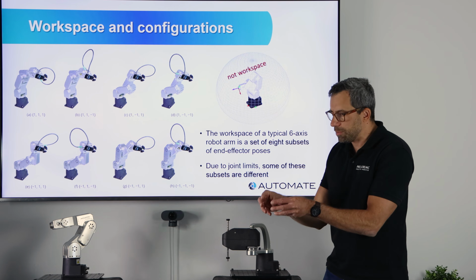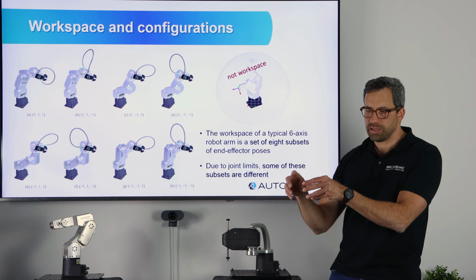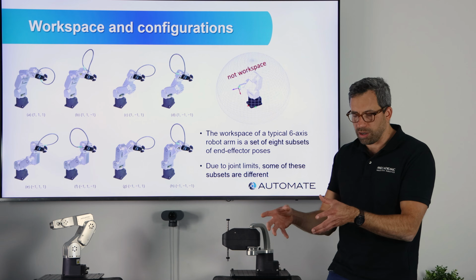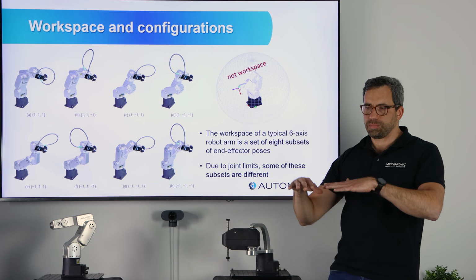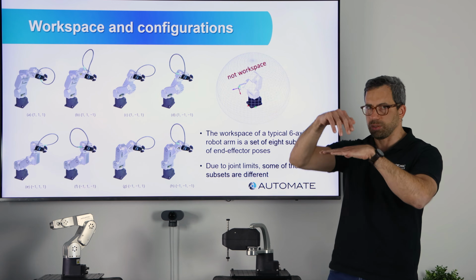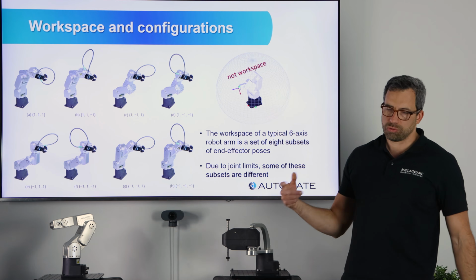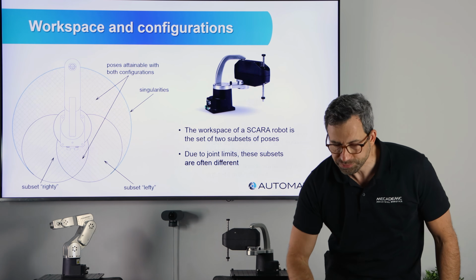So for the same pose of the end effector, you can have different configurations. Physically, it's the same XYZ, pitch, roll, but it's actually 8 different subsets, because from one subset you cannot jump to the other if you stick in Cartesian mode. You need to switch to joint mode or be able to cross singularities.